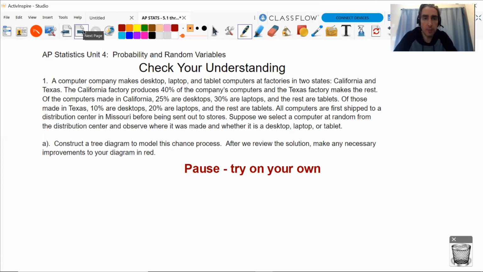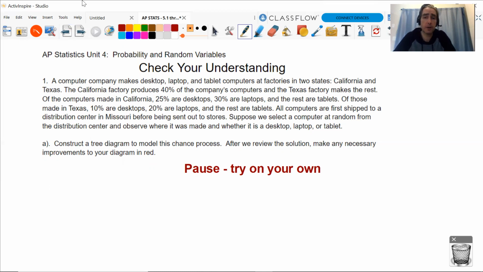Okay, question 1. A computer company makes desktop, laptop, and tablet computers at factories in 2 states, California and Texas. The California factory produces 40% of the company's computers, and the Texas factory makes the rest. Of the computers made in California, 25% are desktops, 30% are laptops, and the rest are tablets. Of those made in Texas, 10% are desktops, 20% are laptops, and the rest are tablets. All computers are first shipped to a distribution center in Missouri before being sent out to stores. Suppose we select a computer at random from the distribution center and observe where it was made and whether it was a desktop, laptop, or tablet.